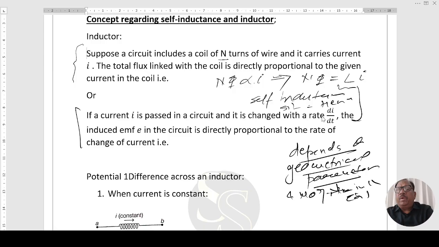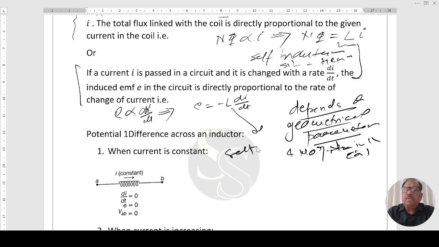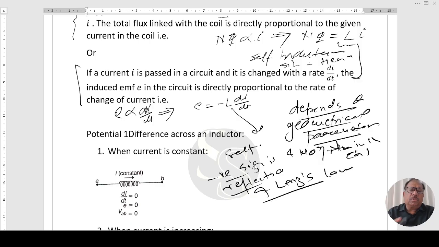with the rate di by dt, the induced EMF in the circuit is directly proportional to the rate of change of current, that is E proportional to di by dt. If we remove the constant of proportionality, that is equal to minus L di by dt, where L is the self-inductance and the negative sign is the reflection of Lenz's law, that is opposes the cause.